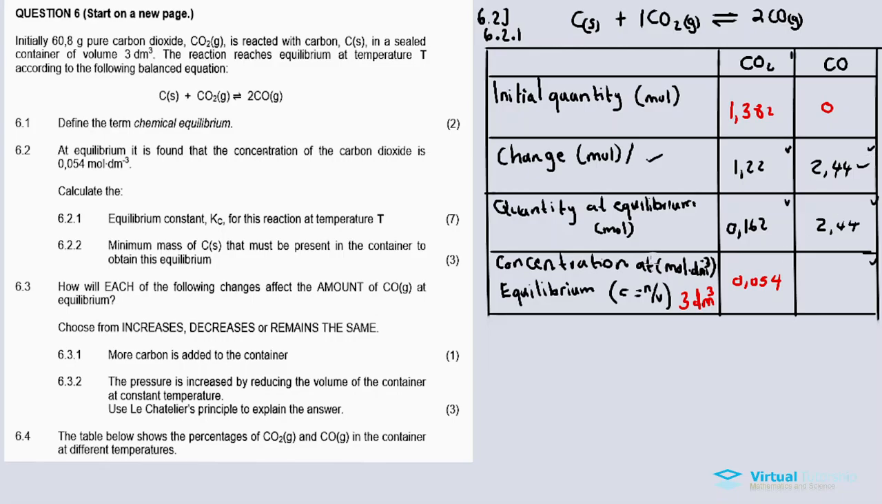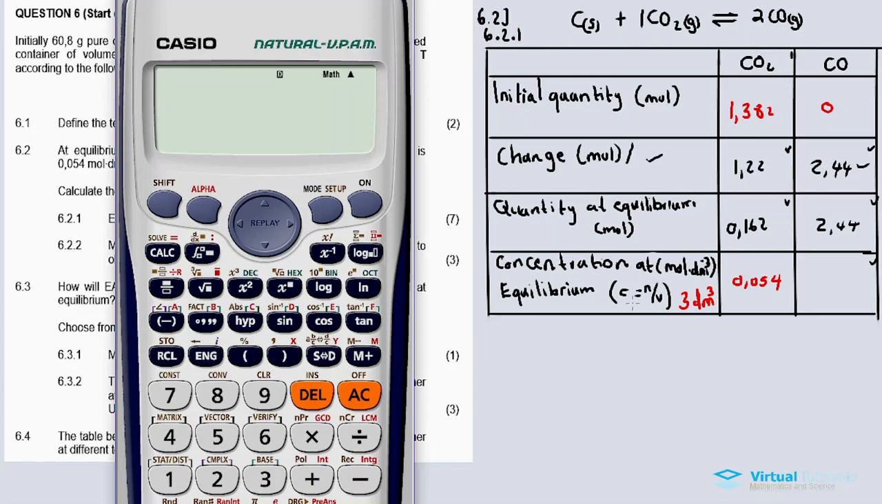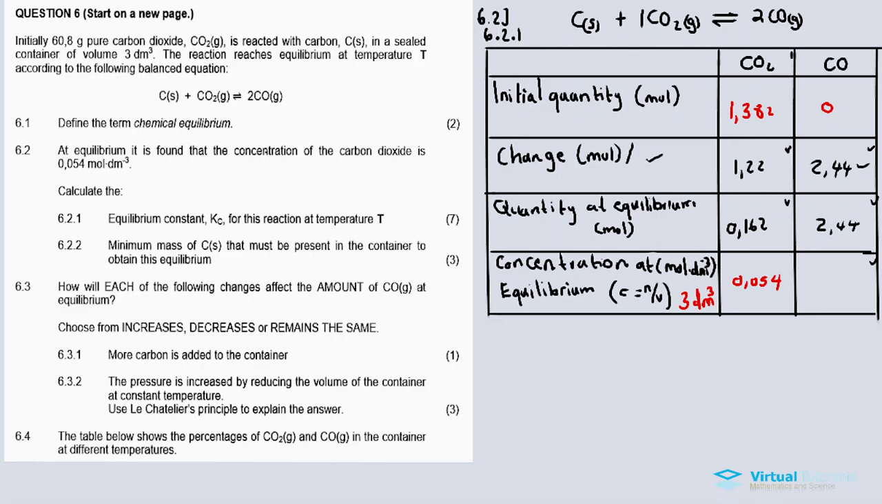So therefore we can calculate the concentration again now for carbon monoxide. So use this formula, 2.44 the number of moles divided by the volume of 3. Answer is equal to 0.813. Now we have the concentration at equilibrium for carbon monoxide and the concentration for carbon dioxide.